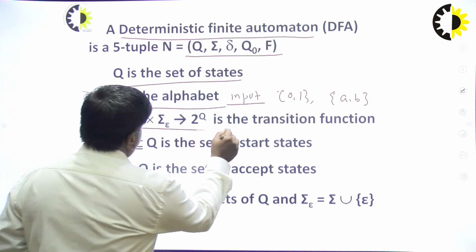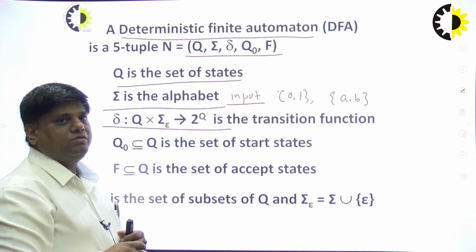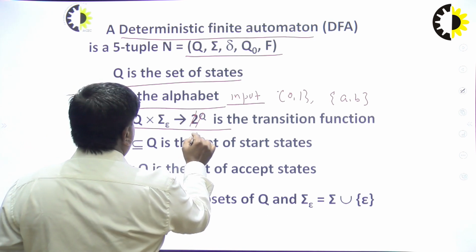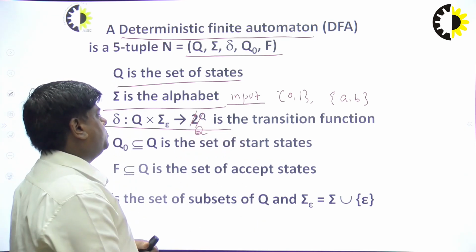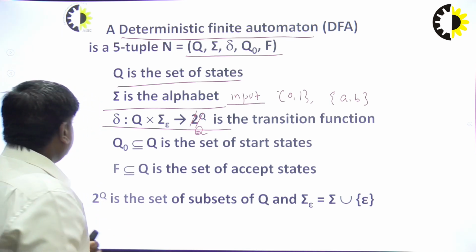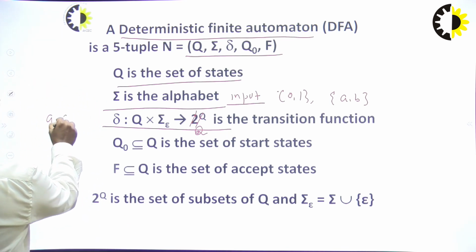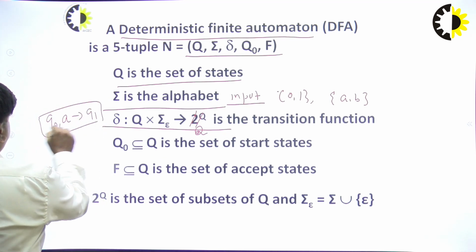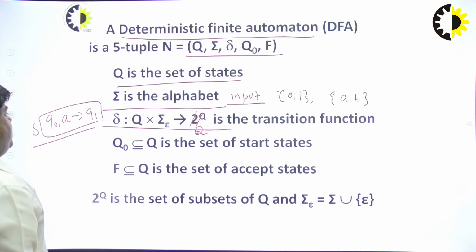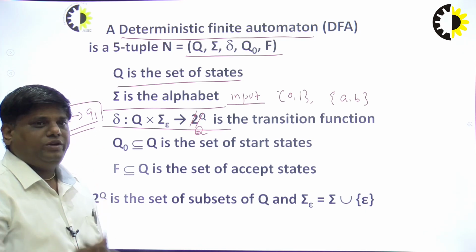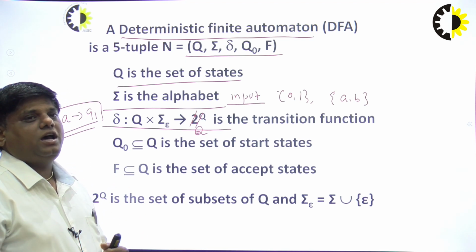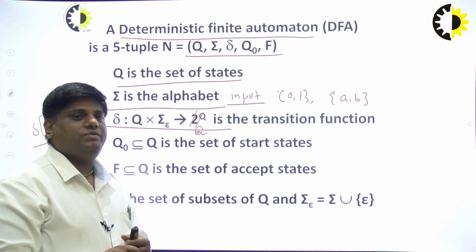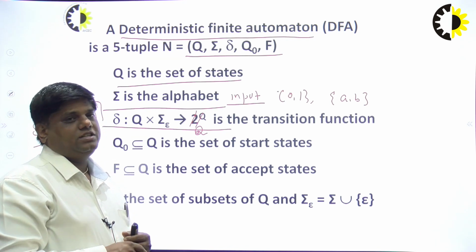Now, this is the transition function of the DFA. Here we include Q cross sigma to Q. It means for Q0 and A, we find the next state. That is the transition function of the DFA. For any state, we give the input and the machine moves to the next state. That type of information we study in the section of the transition function.